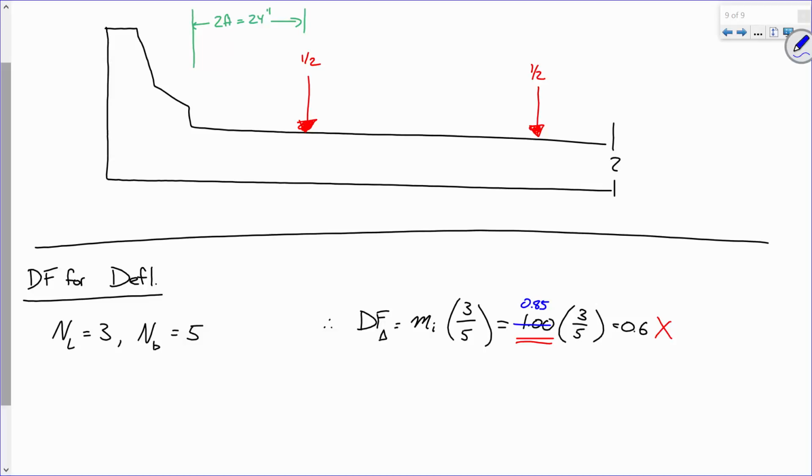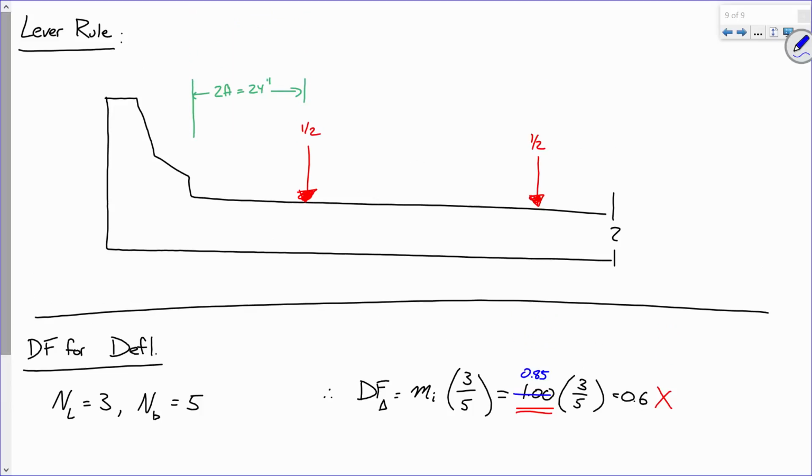Those are the 2 big mistakes that kept popping up. This lever rule analysis, if incorrect, affected all your moment and shear distribution factors for 1-lane loaded exteriors. It wasn't a big deal, but it did pop up here and there.